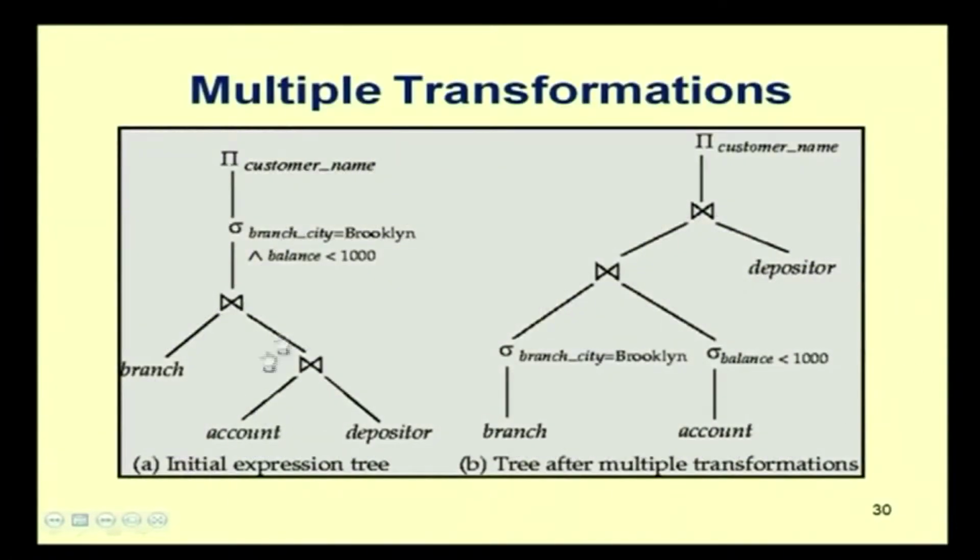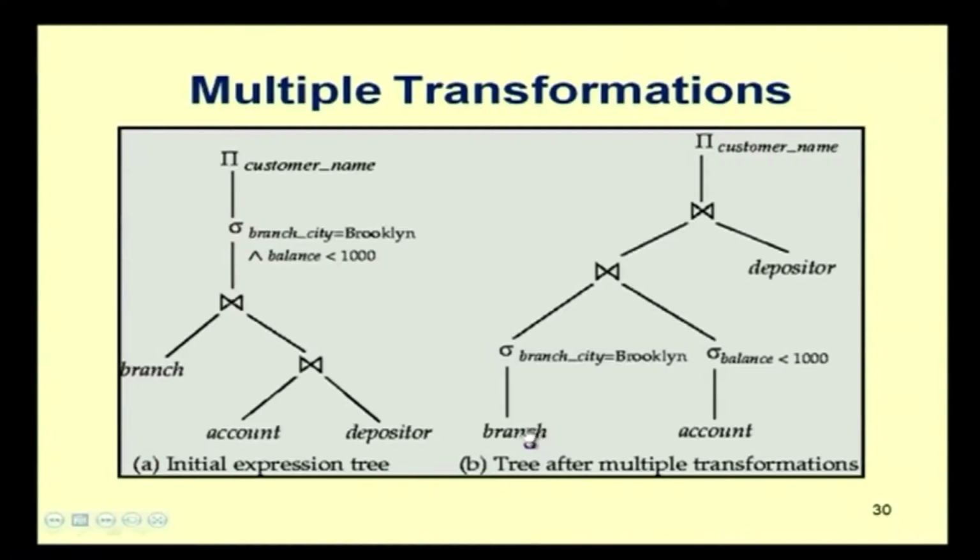So, here is the example of multiple transformation. Here is the initial expression tree and here is the tree after multiple transformation. So, you have project customer name, select branch city equal to Brooklyn and balance greater than 1000, join branch, account and depositor: account and depositor you first join and then join it with branch. Now, we have changed this. What we have done is, using associativity, we have first joined account and branch instead of account and depositor, and depositor we are leaving as it is.